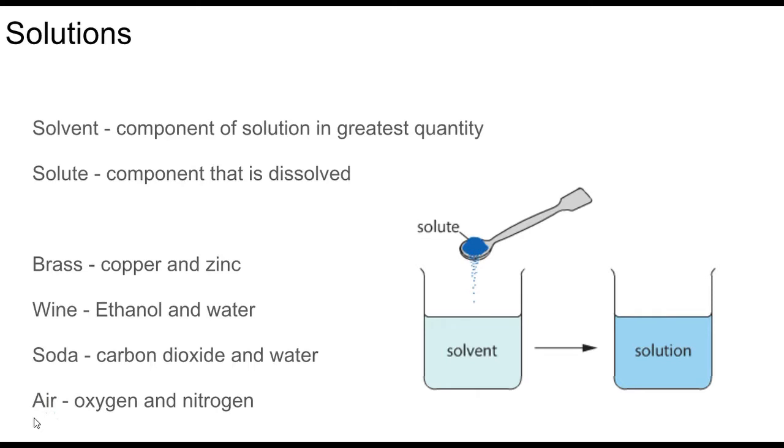In this episode, we're doing 1-3 reacting masses and volumes. This is going to be part 3 of the IB Chem SL curriculum. Today we're going to talk about solutions. Let's talk about solutions first.